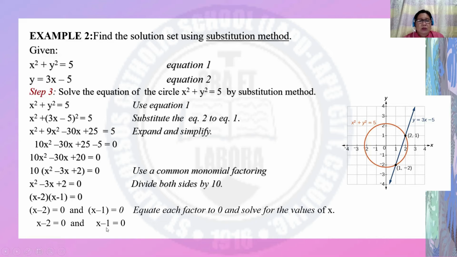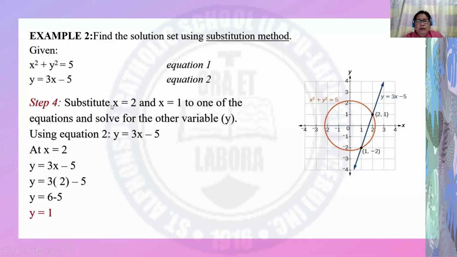And transpose negative 1, we will have x is equal to positive 1. So, x is equal to 2 and x is equal to 1. For step 4, we have to substitute x is equal to 2 and x is equal to 1 to one of the equations and solve for the other variable, which is the variable y.